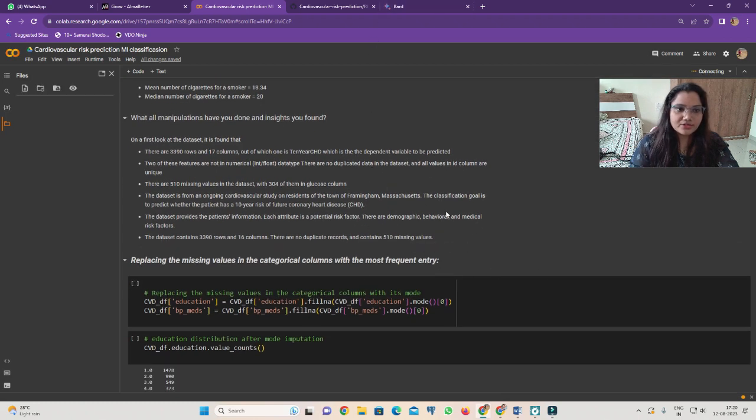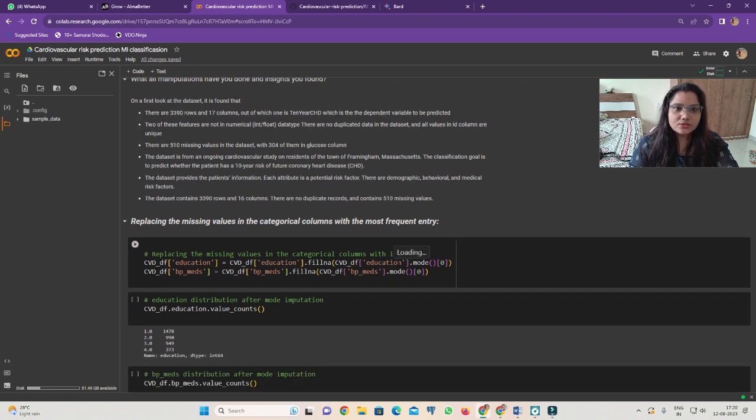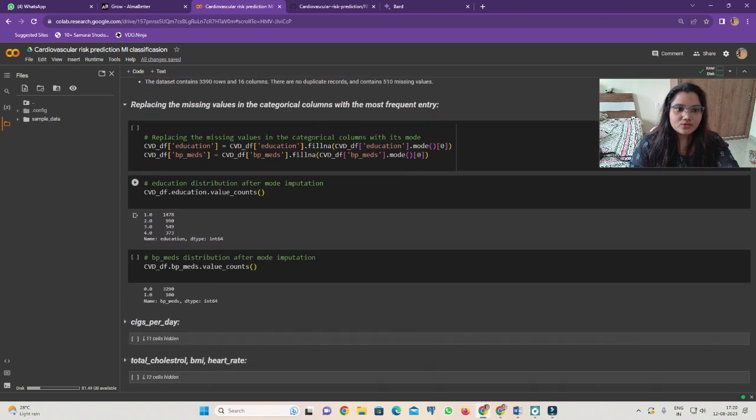So in all the manipulation we found there are 3,390 rows and 17 columns, out of which 10-year CHD, which is the dependent variable, is to be predicted. 2 of these features are not numerical, that is not integer or float data type. There are no duplicate data in the data set and all values in the ID column are unique. There are 510 missing values in the data set, with 304 of them in the glucose column. So we are replacing the missing values in the categorical columns with the most frequent entry. Here we have done that.